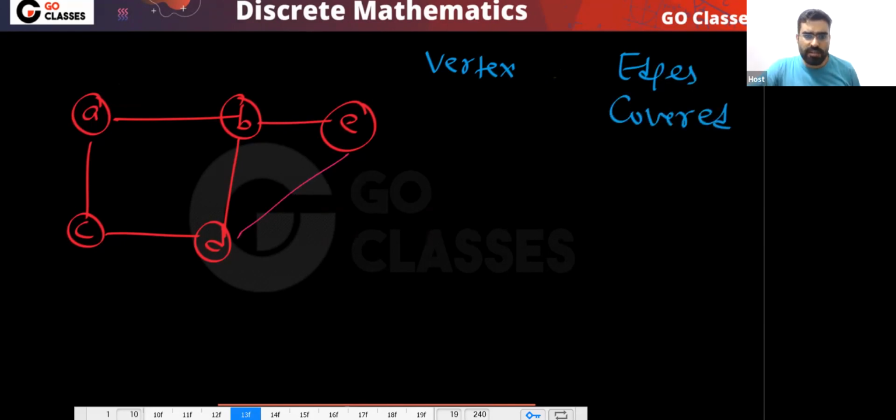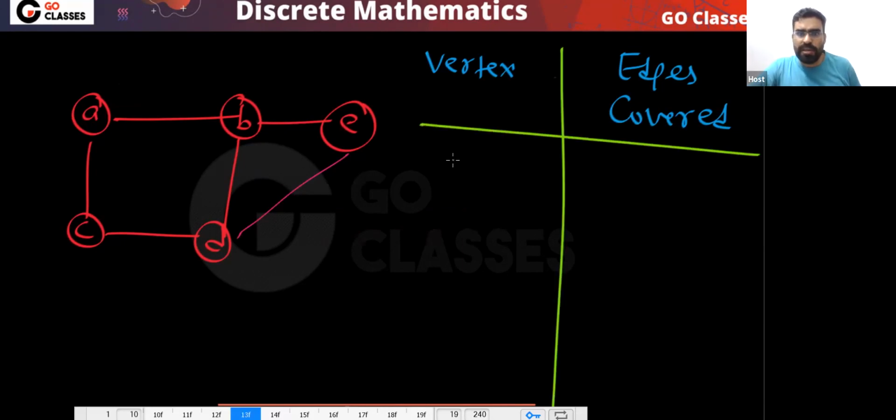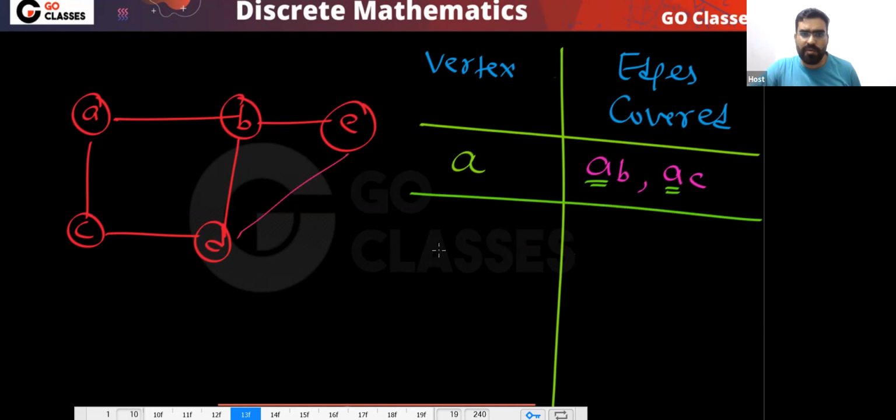If I have this vertex, which edges will be covered? There will be 2 edges covered: the AB edge and the AC edge. You can clearly see, because A is covering these edges. So AB and AC will be covered. What are the edges covered by C? C will cover this edge.